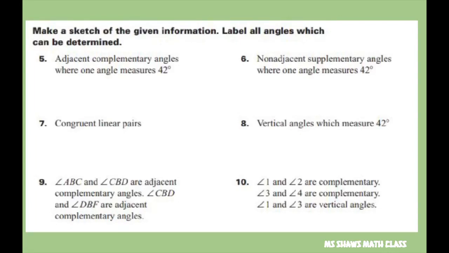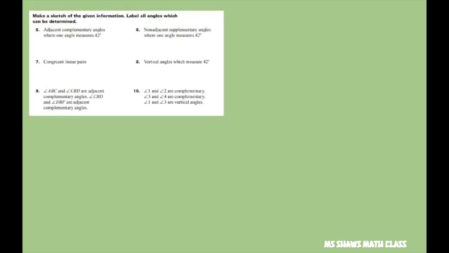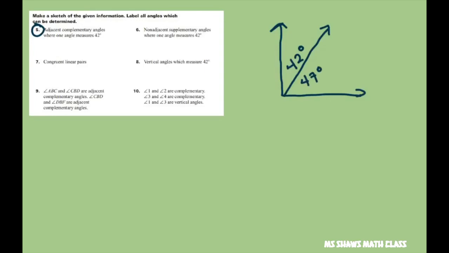Everyone, we're going to make a sketch of the given information and label all angles that can be determined. So we'll start with number 5. It says adjacent complementary angles. So that's going to be a right angle, where one of the angle measures is 42. You could draw anything, but I'm going to put the 42 here. And then this angle would have to be 48, because these two add up to 90 degrees.